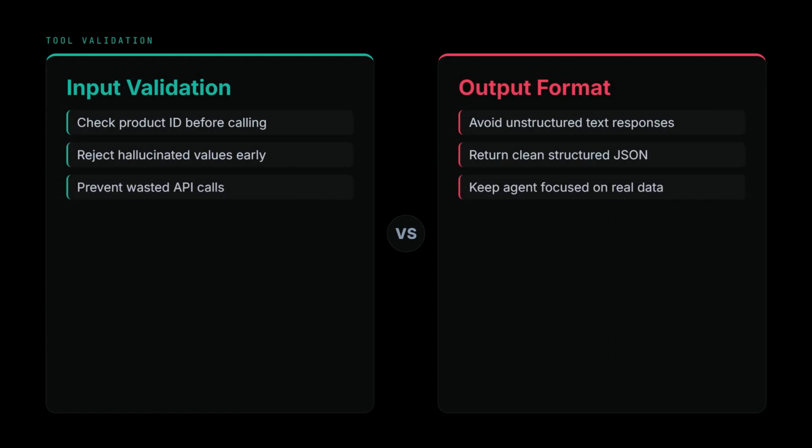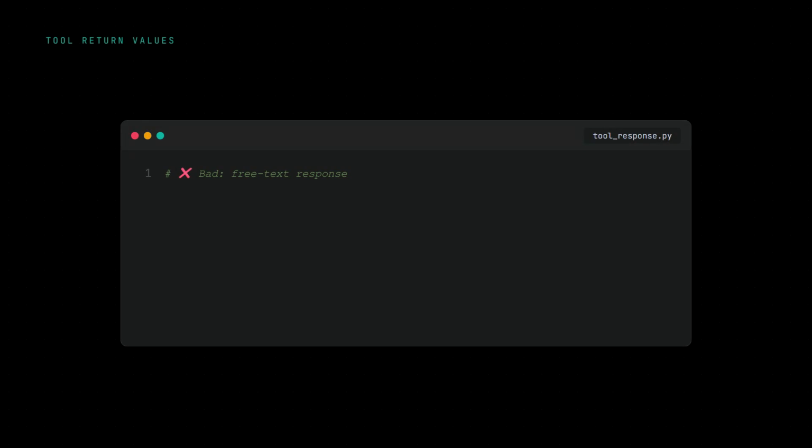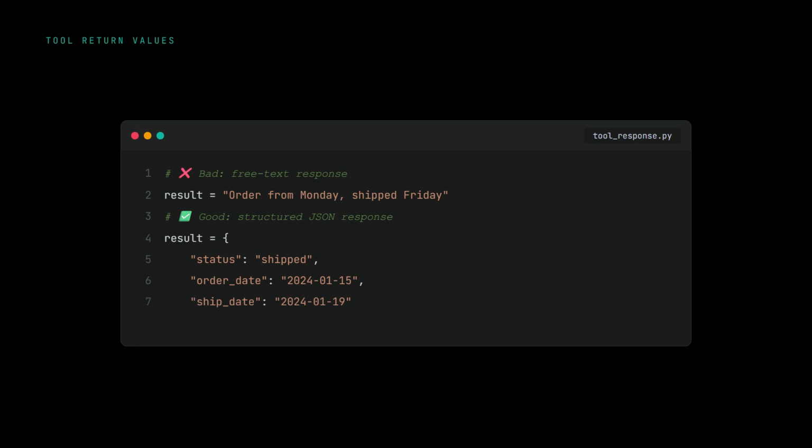Also, validate tool inputs before the agent calls them. If a tool expects a product ID, check that the agent is actually passing a valid ID, not a hallucinated number. This prevents wasted API calls and keeps the agent focused on real problems. Tool outputs matter just as much as inputs. Return structured data, JSON, not free text. Instead of a tool returning "the order was placed on Monday and shipped last Friday," return structured data. Structured data is easier for the agent to reason about and easier for you to validate.